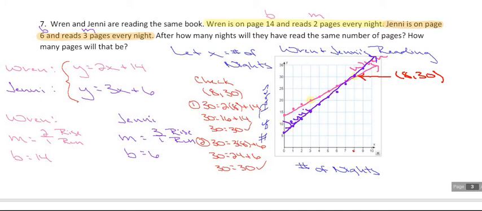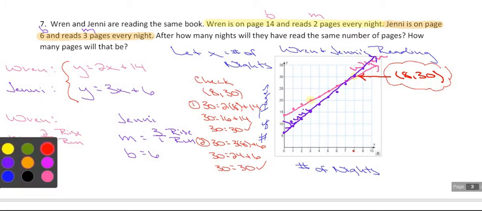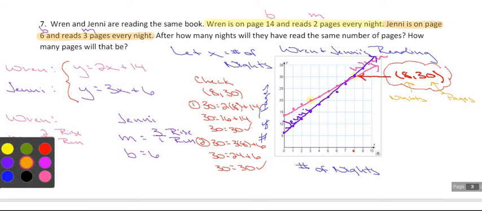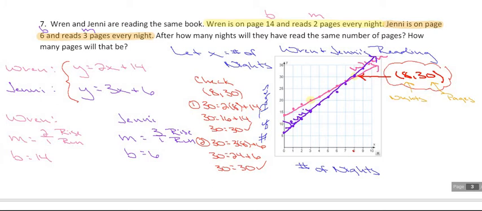Okay, so we had our solution of 8, 30, but we need to actually answer the question that's asked. So after how many nights will they have read the same number of pages, and how many pages will that be? Well, that's where our x and y axes labels also come into play. X is number of nights, and y is number of pages. So to fully answer the question, it would be after 8 nights, they will both have read 30 pages.